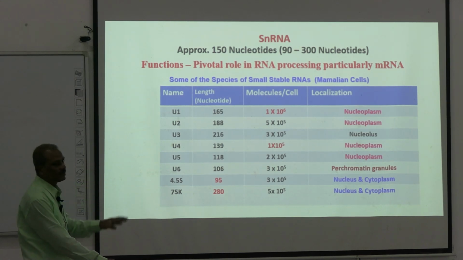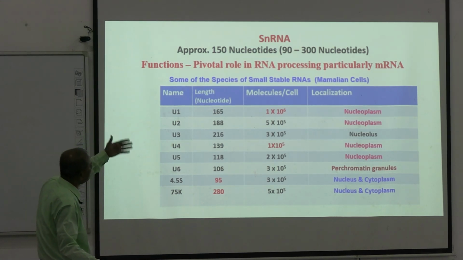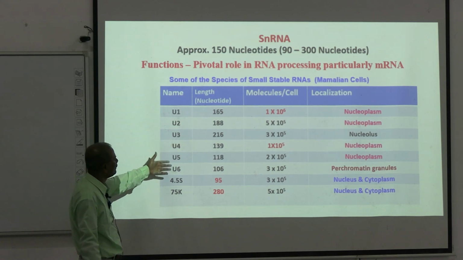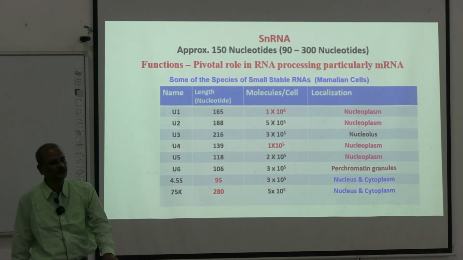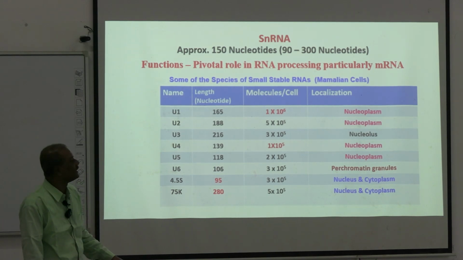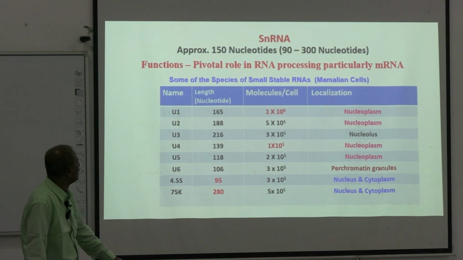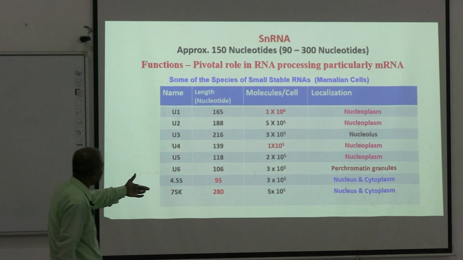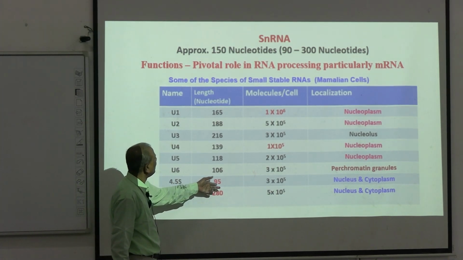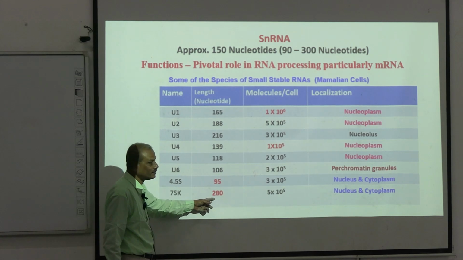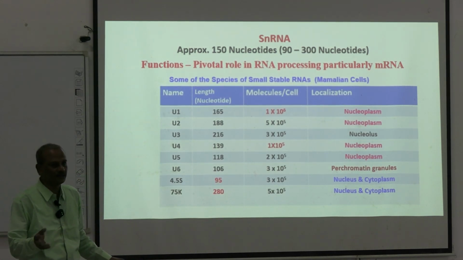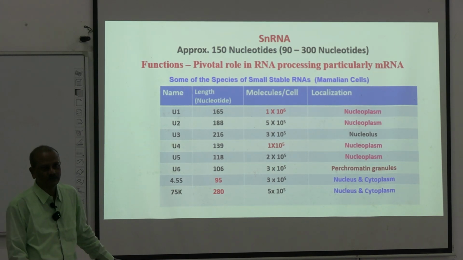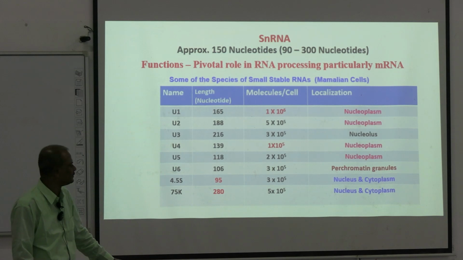snRNA, as an example I have shown, usually the number of nucleotides present in snRNA is about 150, but the range is quite wide, 90 to 300. And you can see some of the ranges, it is 95, 45S, and you can see 216, also 280. Their presence is either in the nucleolus, nucleoplasm, or it can be nucleus, or it can be both nucleus and cytoplasm.